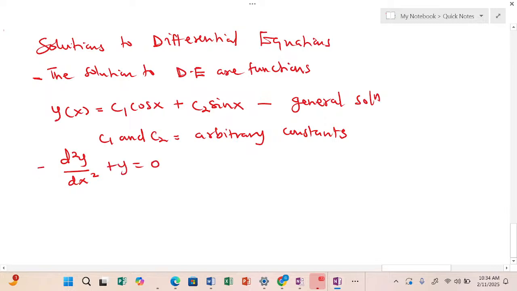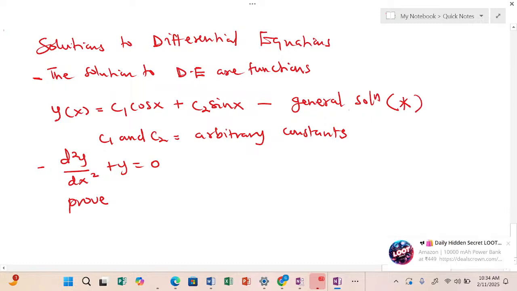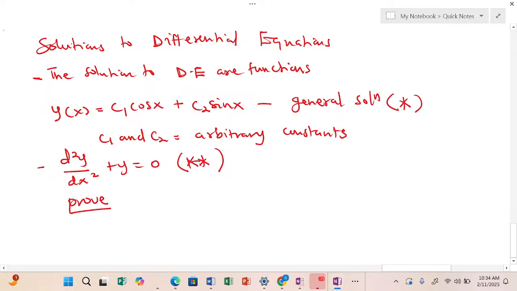And then the question is that we should prove that the general solution, that is, let me say star, this particular solution is the solution to this differential equation. Let me say star star. So that's what we are going to show. Our aim is to prove that.